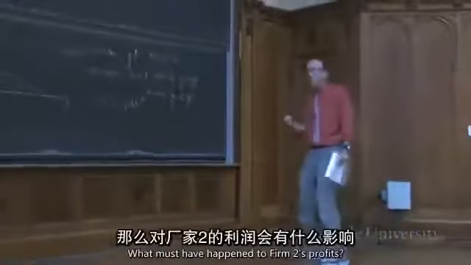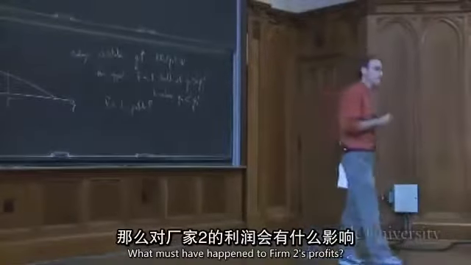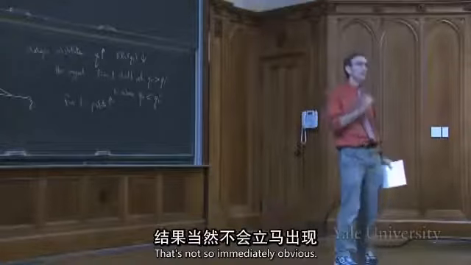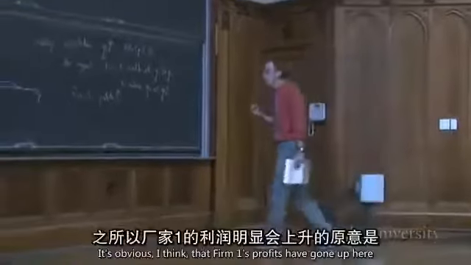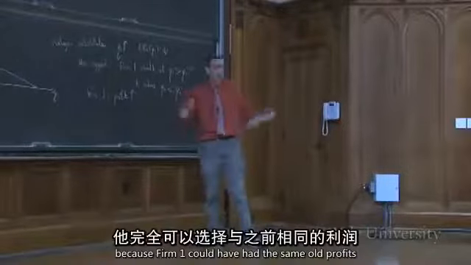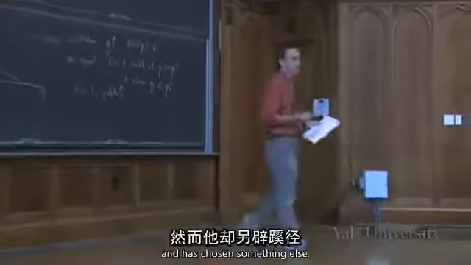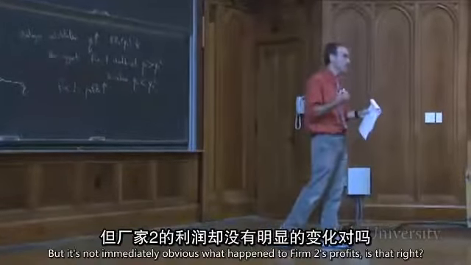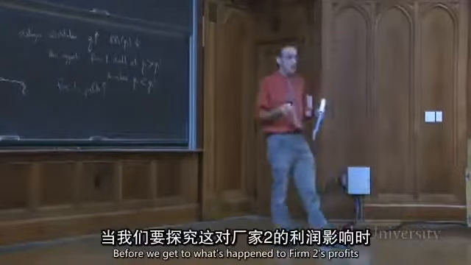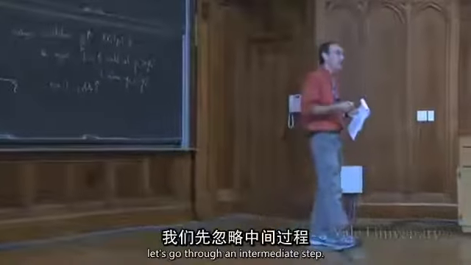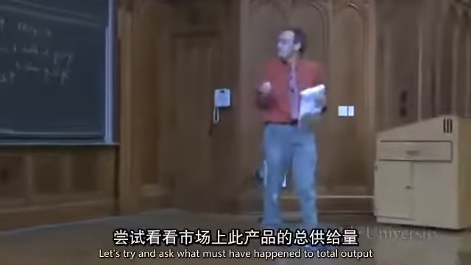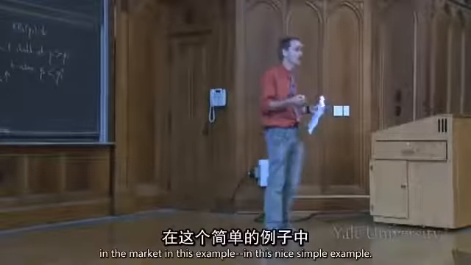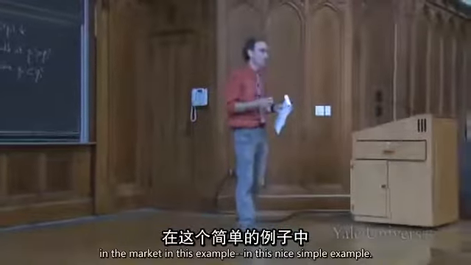All right? What must have happened to firm 2's profits? What do you think's happened to firm 2's profits? That's not so immediately obvious, right? It's obvious, I think, that firm 1's profits have gone up because firm 1 could have had the same old profits and has chosen something else. But it's not immediately obvious what happened to firm 2's profits. Before we get to that, let's go through an intermediate step. Let's ask what must have happened to total output in the market, in this nice simple example.